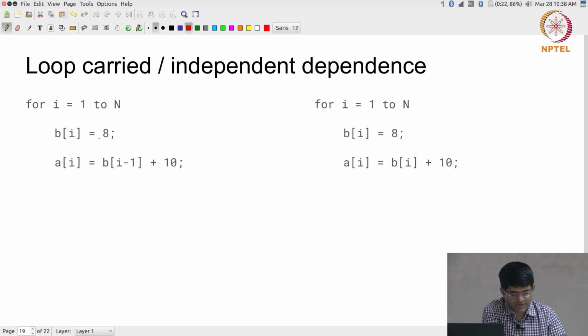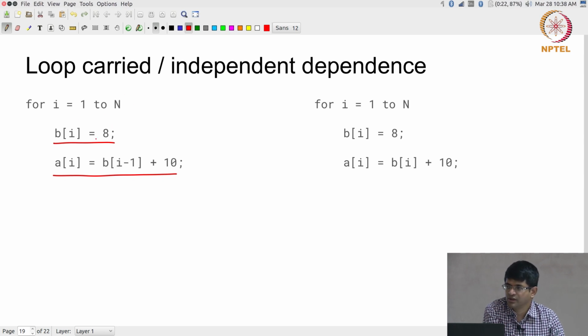kind of, in fact, yeah, so this is an example of what we have over here. I am assigning b of I is equal to 8, and then I have a of I is equal to b of I minus 1 plus 10. Okay. I am trying to use what was there in the previous iteration of the loop, right. Effectively what it means is that the way that the code is written out right now, I cannot compute a of 1 until b of 0 has got a value. I cannot compute a of 2 until b of 1 has got a value. Okay. So there is a dependency that has been imposed by the loop.